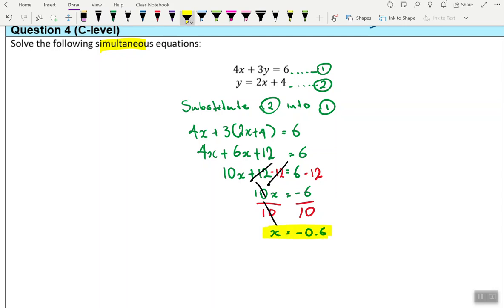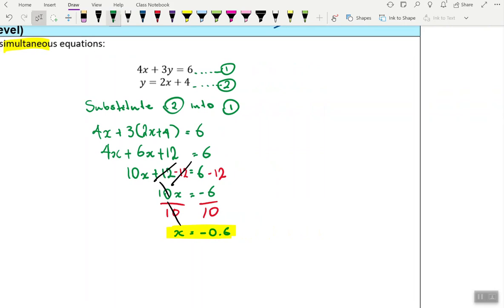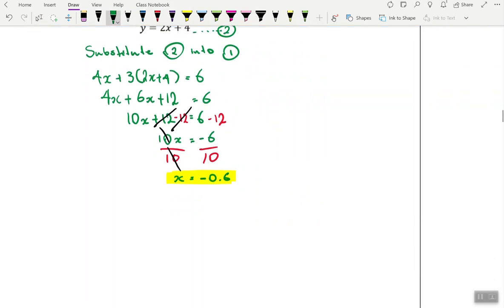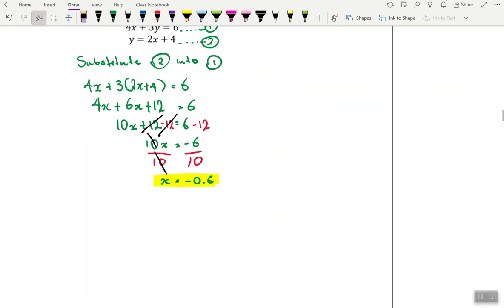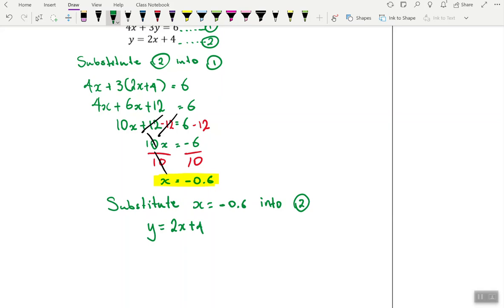I'm not quite done yet. So I now need to solve for y. So I will substitute x equals negative 0.6 into equation 2. That equation I will rewrite it here. y is 2x plus 4, and I will then substitute my negative 0.6 into x.